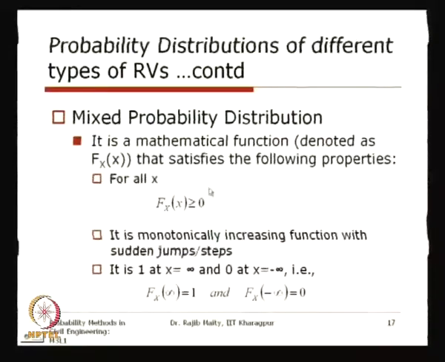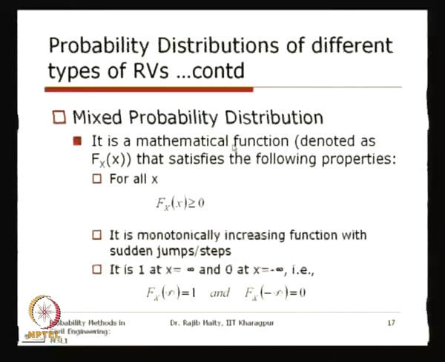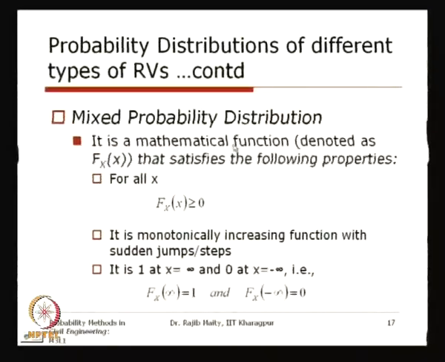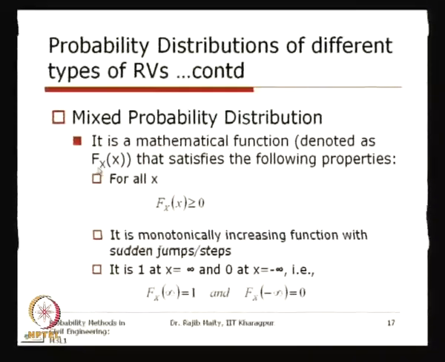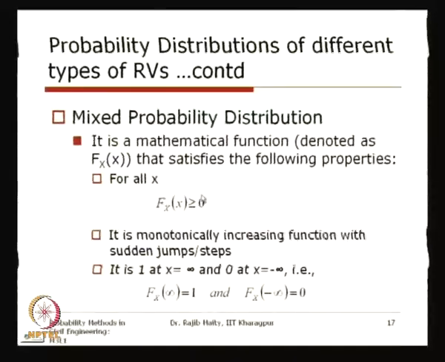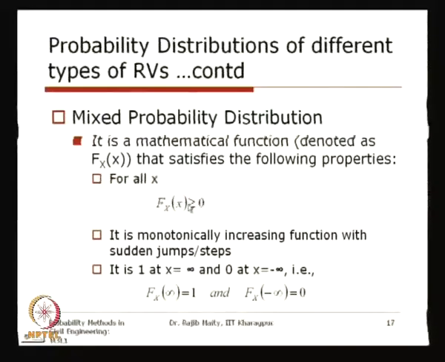Then the last thing is this mixed probability distribution, which for some ranges can take discrete values and for some ranges can take continuous values. This is also denoted by F(x), and keeping all other properties and conditions the same, it is obviously greater than or equal to 0.